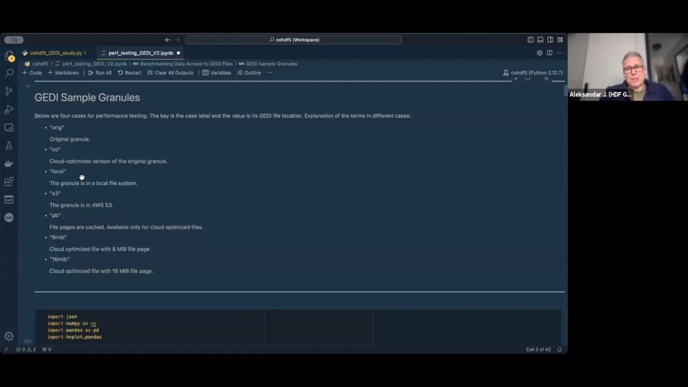And then I measured running all these benchmarks, accessing all these versions of the files in these two locations, local file system and S3. And I did two versions of cloud optimized files. One was 8 MB by file page. The other one was 16 MB by file page. And at the end, I also said to the library, behave normally or behave in a certain way that's beneficial to cloud optimization. And I also compared all these things together.